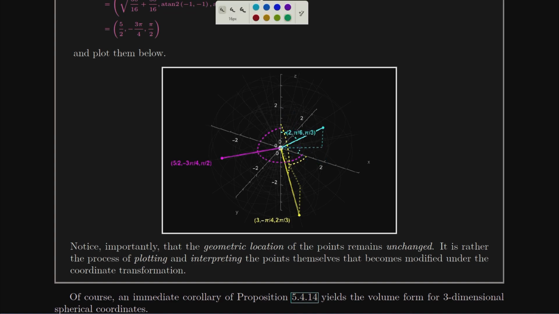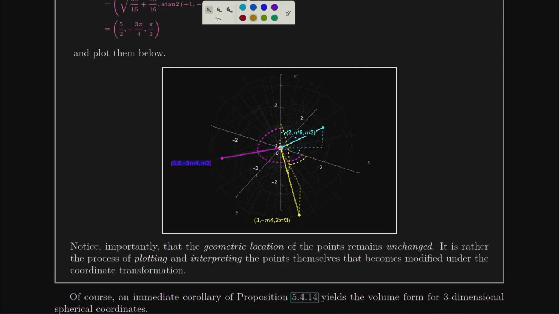And then for the next point, which is 3, negative pi over 4, and 2 pi over 3, we do something similar, right? We're going to go out 3 units, and then we go negative pi over 4 in the xy plane, so that pulls me out here, negative pi over 4 within the xy plane. And then what's 2 pi over 3? Well, I actually have to come up from this z-axis, the positive z-axis, all the way down an angle of 2 pi over 3, all the way down from the positive z-axis, and that's what gets me down there below the xy plane.